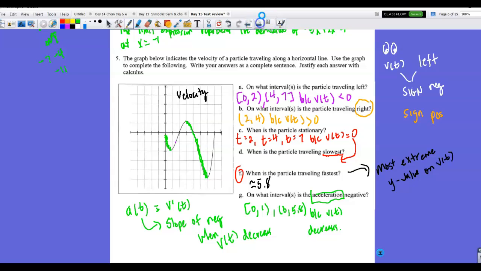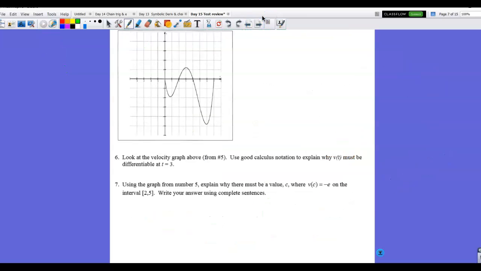Okay, let's go on and finish this up. I think this is the same. Oh, I guess number 6 is referencing that. Number 6, look at the velocity graph from above in number 5. So we're looking at our graph. This is still velocity.